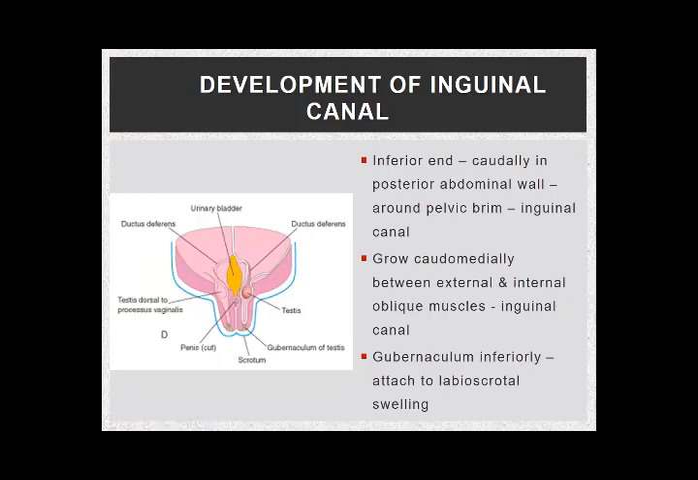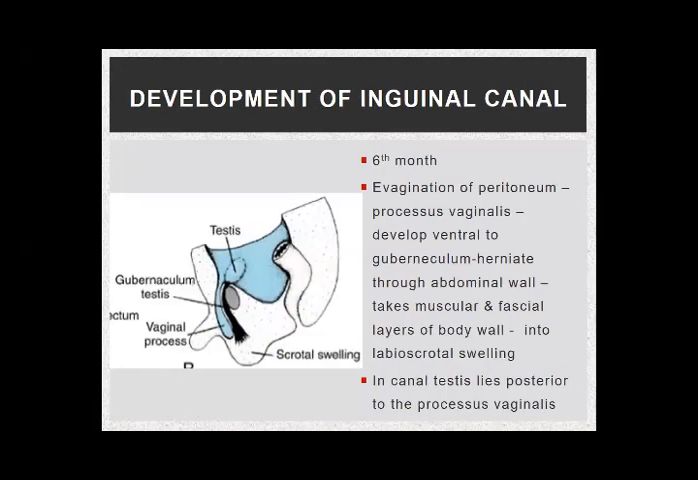And inferiorly, the gubernaculum is attached to this structure, which is called the labioscrotal swelling, something that will later on develop into the scrotum. This is the gubernaculum of the testis. It will end as the scrotal ligament. Okay, now that was the gubernaculum.